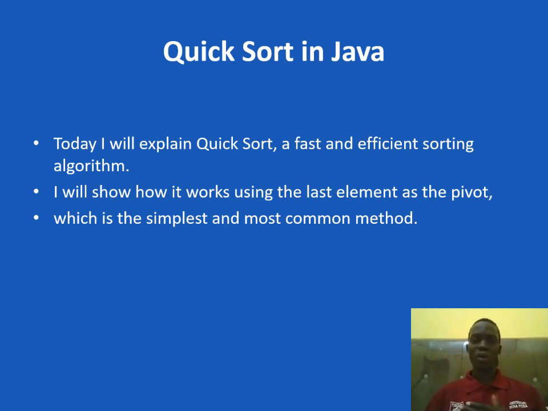I will show how it works using the last element as my pivot. Today I'll list some numbers down and choose the last number as my pivot. It doesn't matter: if you choose the first number as your pivot, it is up to you; if you choose the middle number, it is up to you; if you choose the last number, any number you choose will work. As for me today, I'm going to choose the last number as my pivot and show you how it works. I will give you one example and explain how I solve it, which is the simplest and most common method.